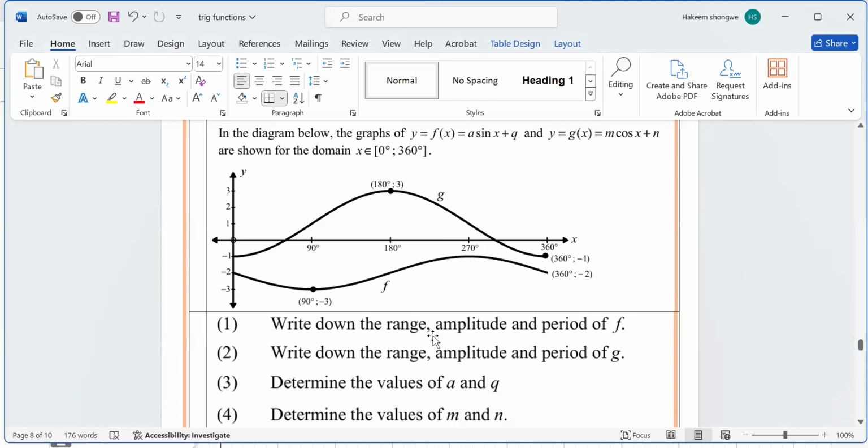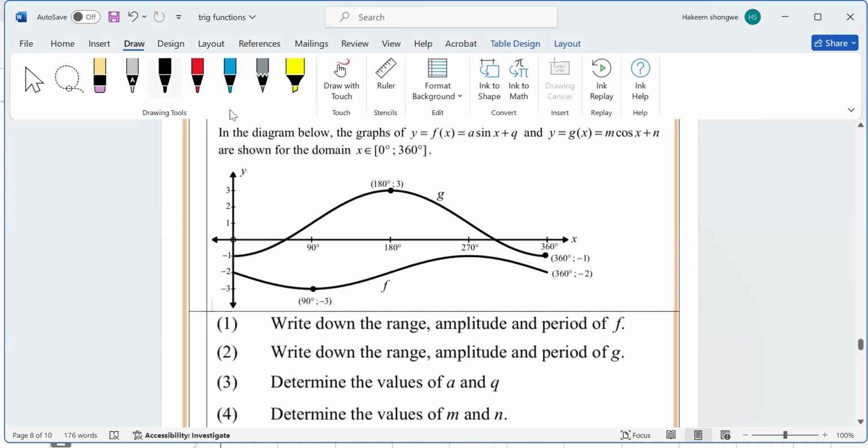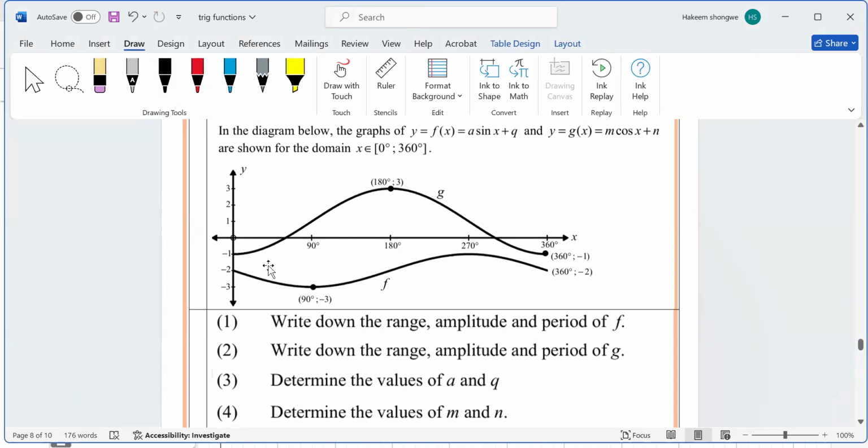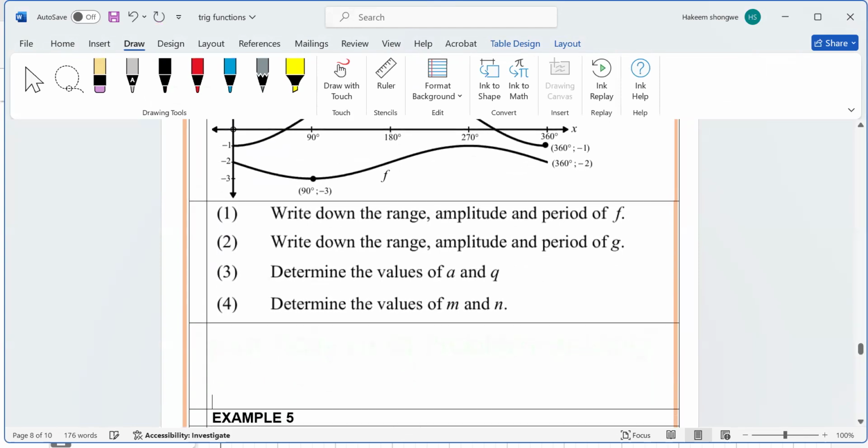Now the range is going to be y is an element of, specifically for f. What is the smallest value that you have for f? You have -3, so y is an element from -3. What is the biggest value that you see there? Is it -2 or -1? Let's check here. It's -1, because -2 is here. So the biggest value is -1. Those are our brackets.